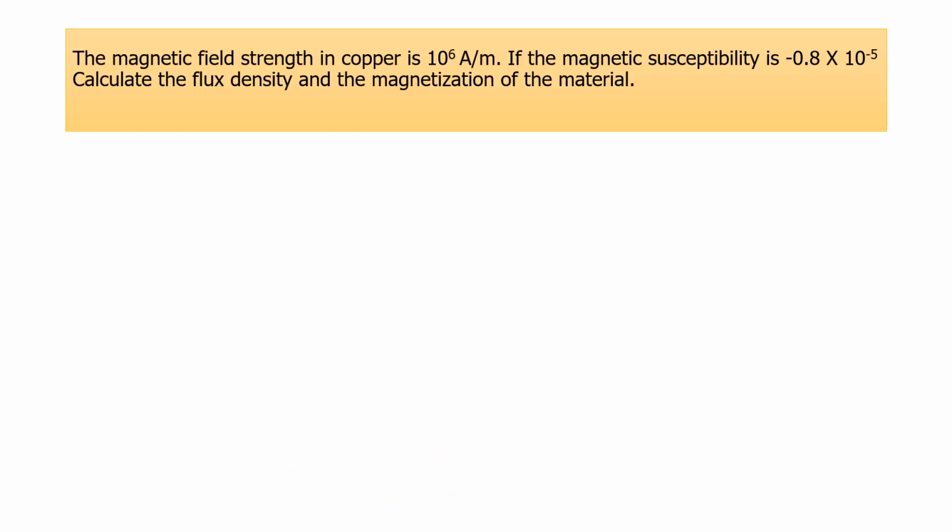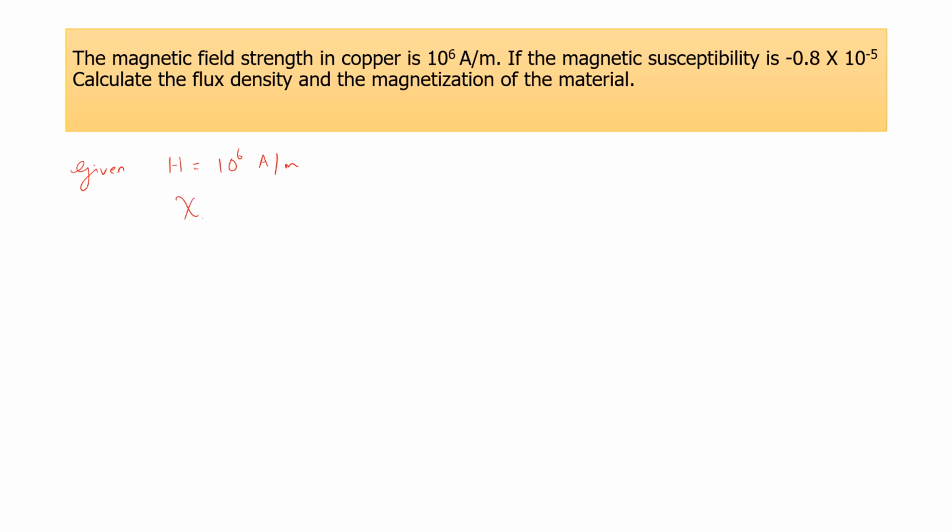Now read the problem. The magnetic field strength in copper is 10 power 6 ampere per meter. If the magnetic susceptibility is minus 0.8 into 10 power minus 5, calculate the flux density and magnetization of the material. So what is given in the problem? Let us write first. Given magnetic field strength, which means H is given. Magnetic field intensity or magnetic field strength, both are same. 10 power 6 ampere per meter.